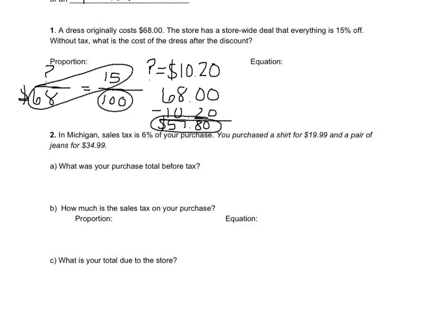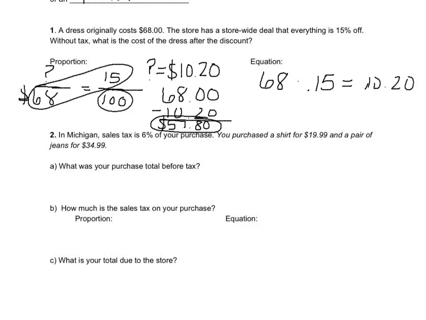Now, in an equation to find 15% off, you would start with your original value and you would multiply it, but now you need to multiply by its decimal equivalent. So 15% is 0.15, and if you were to multiply that, then you would get your $10.20, and you would then have to go ahead and do the subtraction after that to find your total.